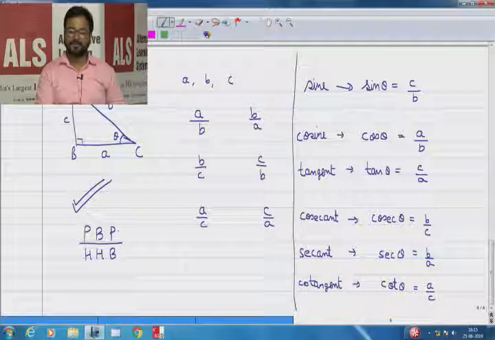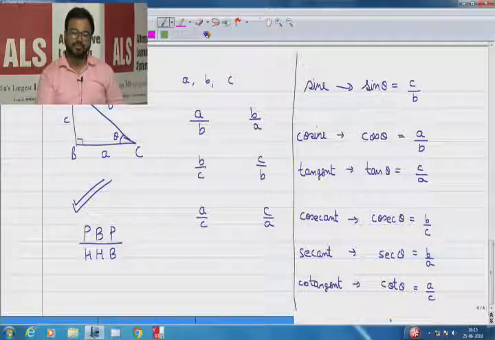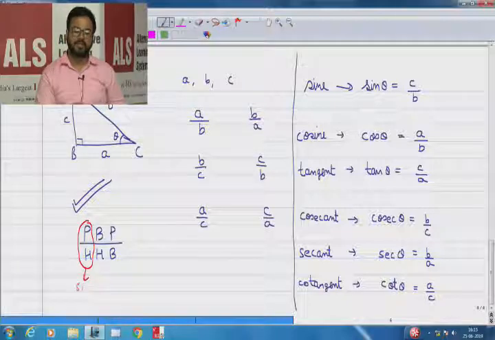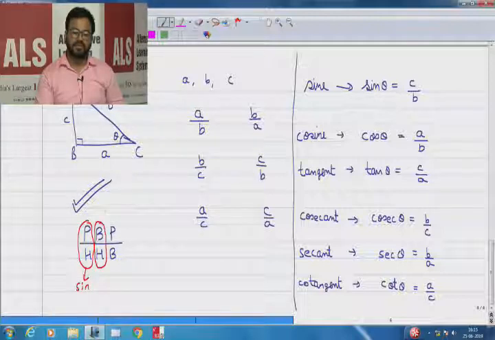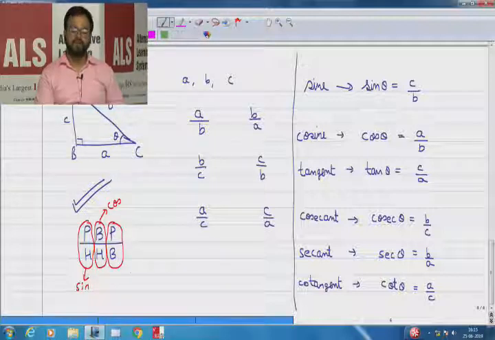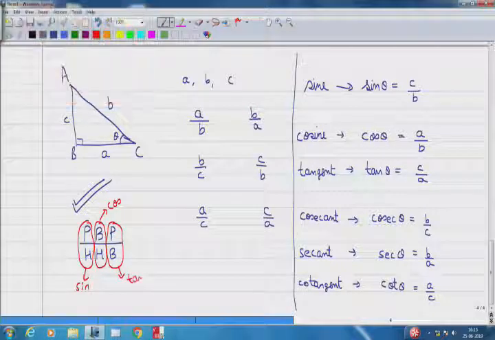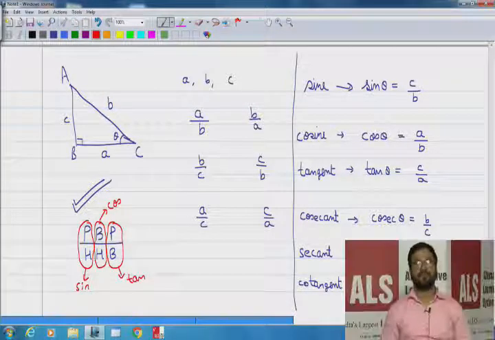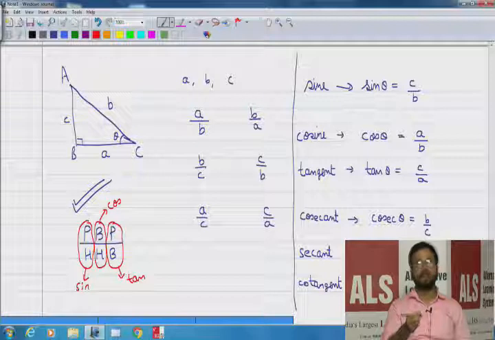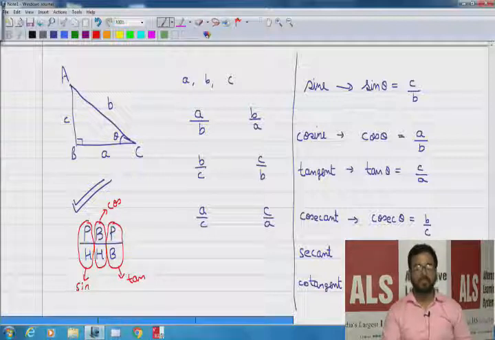So, Pandit Badri Prasad Har Har Bhole. Now the first ratio you can see is P upon H, that is for sine. The second ratio, B upon H, is for cos, and the third ratio, P upon B, is for tan. So sine, cos, tan, and P means perpendicular, B means base, H means hypotenuse. So these are the three ratios.